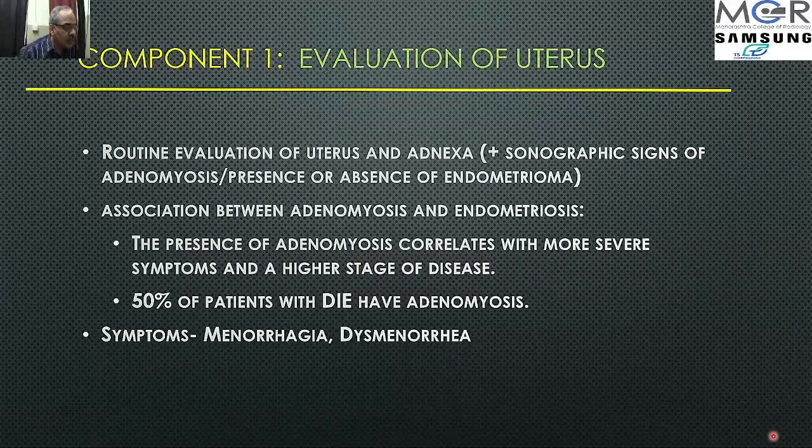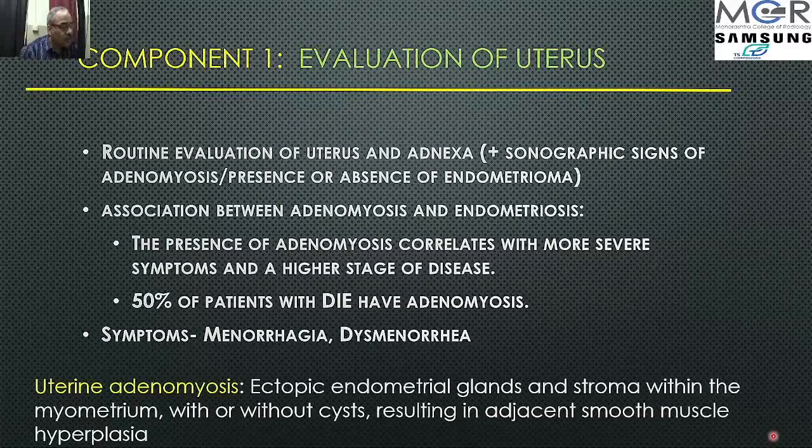It is said that almost 50% of DIE patients will have adenomyosis, and these patients will present with menorrhagia and dysmenorrhea. And uterine adenomyosis is ectopic endometrial glands and stroma within the myometrium.